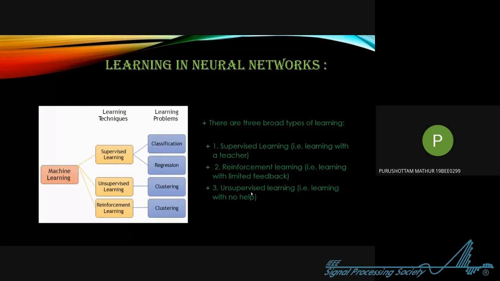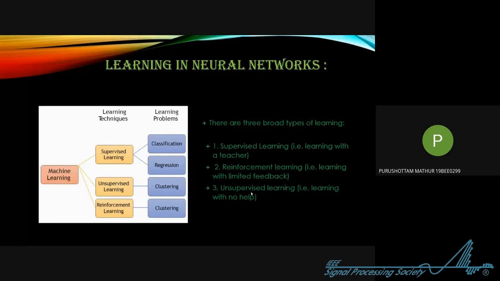Okay, so learning in neural networks. The basic learnings are of three types: supervised learning, reinforcement learning, and unsupervised learning. Our brain is unsupervised learning. It trains, and then we use that same data in different fields and work with it.